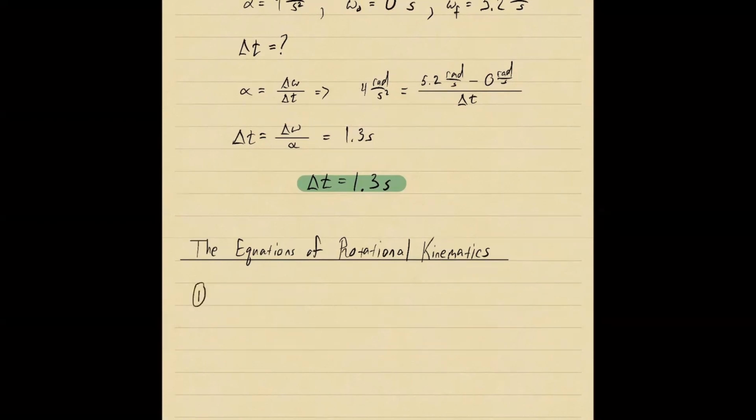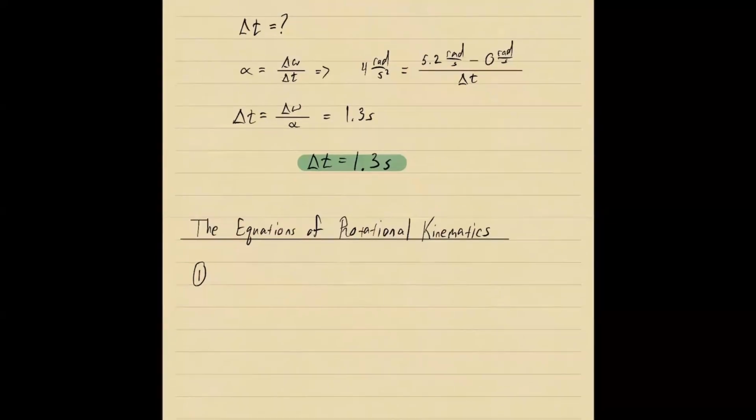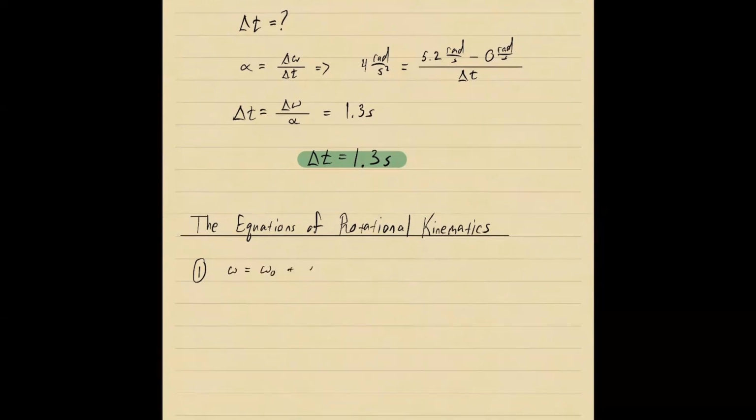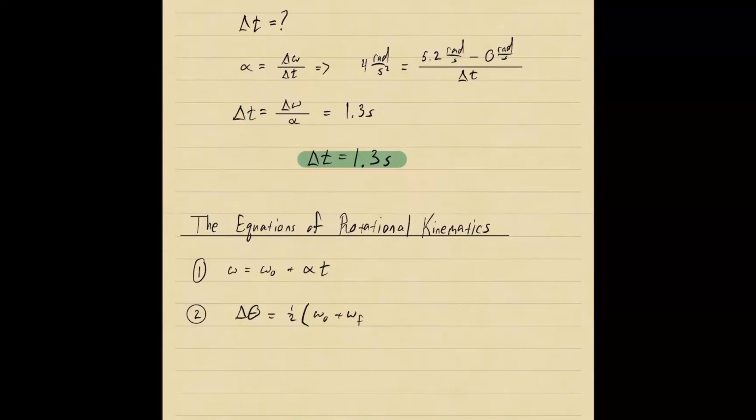So the first equation says that our final angular velocity is equal to our initial angular velocity plus our angular acceleration times time. A lot of these should look kind of familiar. The second equation says that our angular displacement is equal to 1/2 times our initial angular velocity plus our final angular velocity, times time.